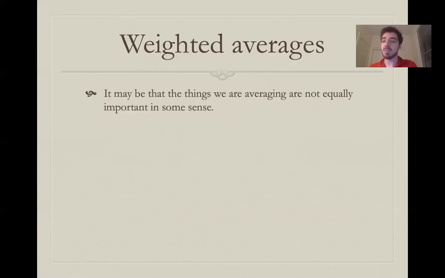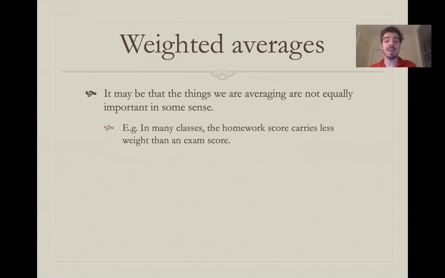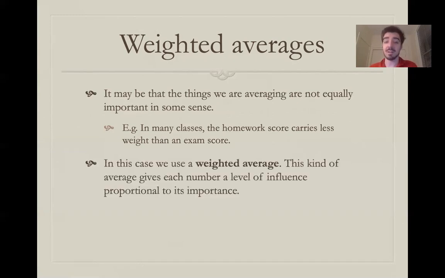It may be that when you're trying to find the average of something, the things that you are trying to average are in some sense not equally important. For instance, if you're trying to calculate your grade in a class, the homework score usually carries less weight than an exam score. So you wouldn't want to just add your homework plus your exam score and say, well, I guess that's my grade. You have to keep the importance in mind.